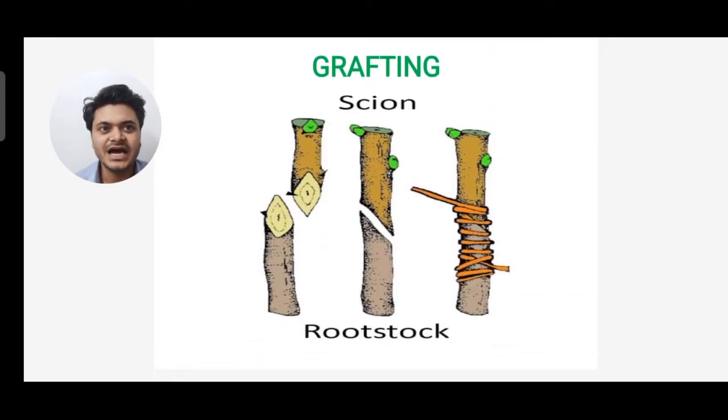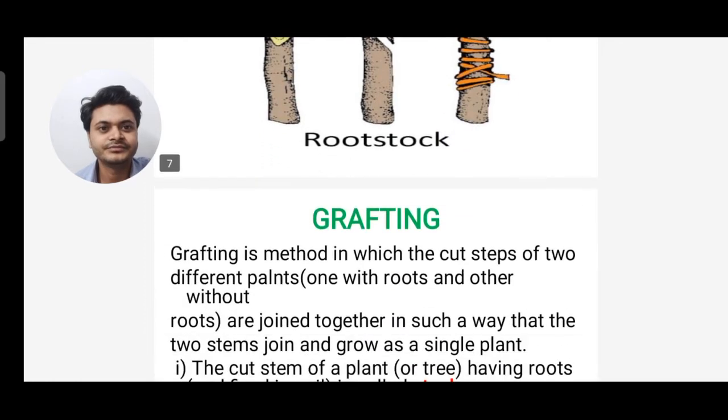Next is grafting. What is grafting? Two different plants are cut. The stem is cut in an angled, slanting way so that it gains more surface area. The top part of the shoot from the other plant is called scion, and the bottom part of the plant that is attached with the root is called stock. We'll see this one by one, and then it will be tied up to form one plant body.